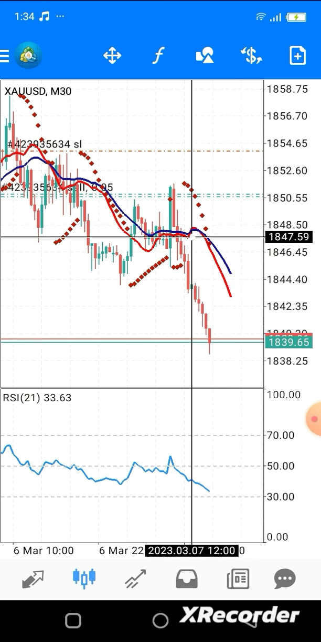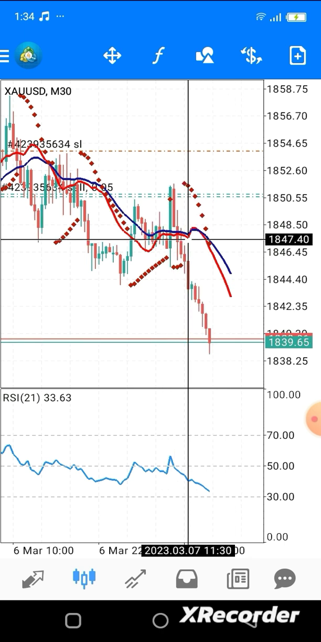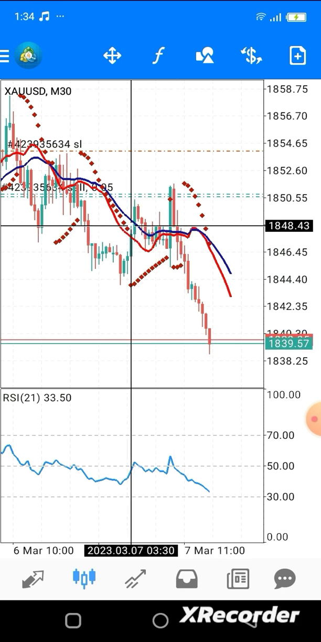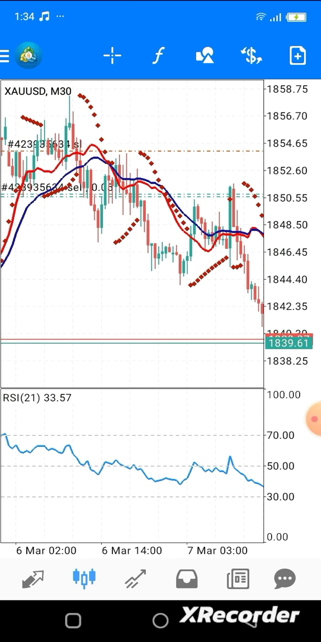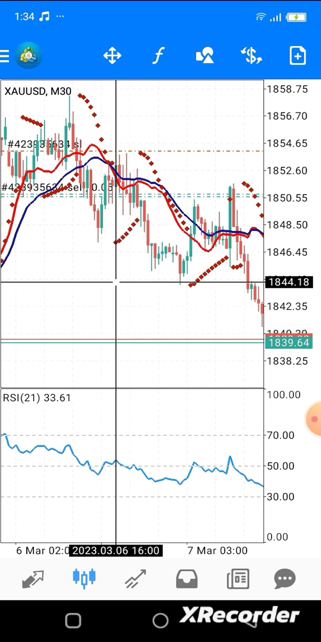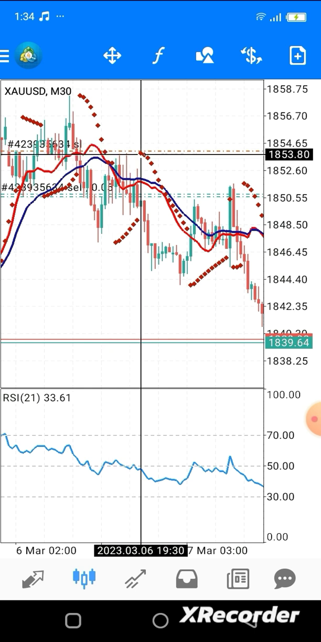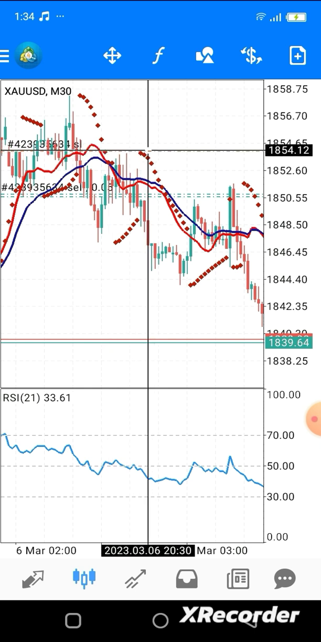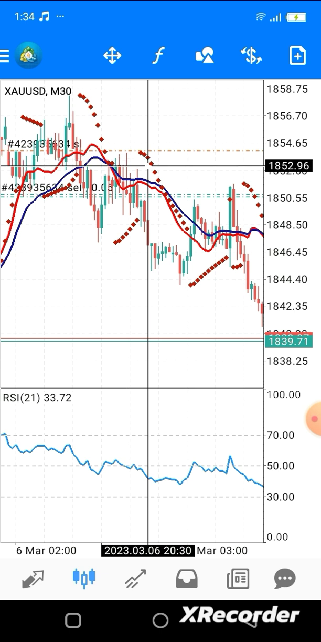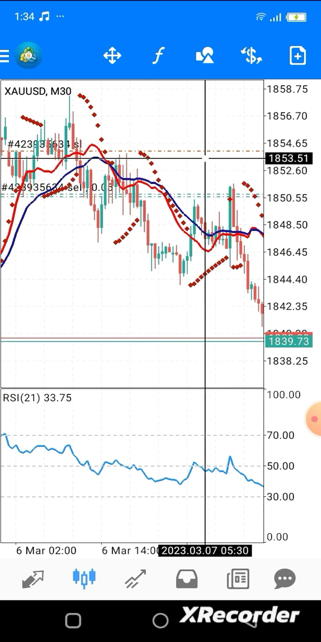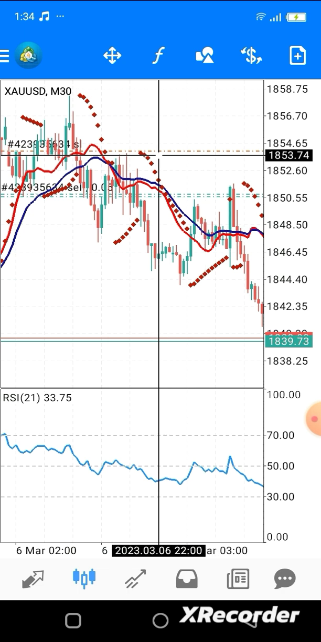As you can see right here, this is where the crossover happened. The crossover happened here yesterday. When the crossover happened, I put my stop loss just above this parabolic SAR. So I'm positive that if the market retraces like it did here, it will not touch my stop loss, because it is a sure downtrend, as you can see.